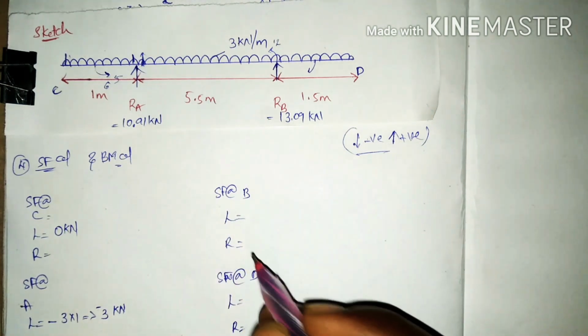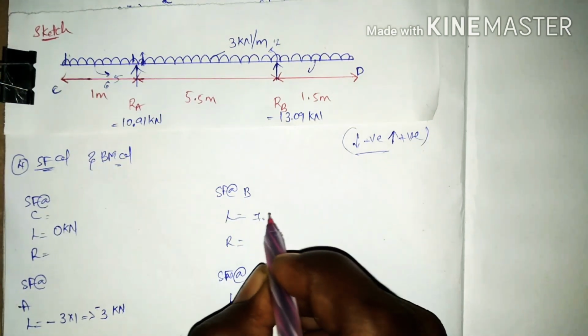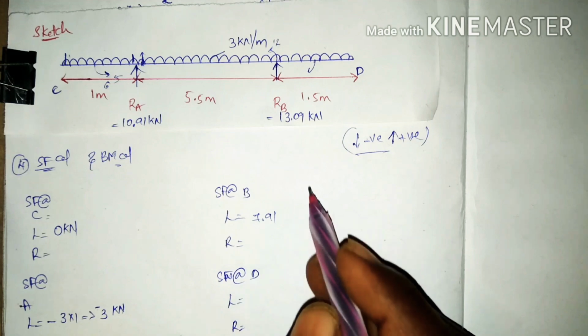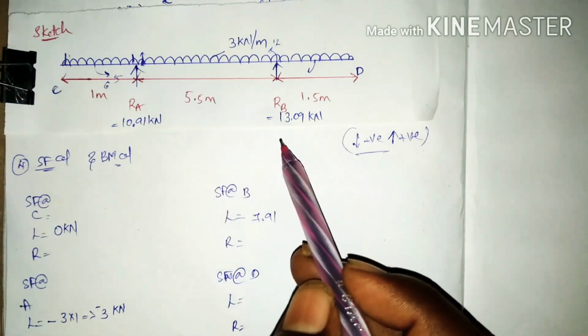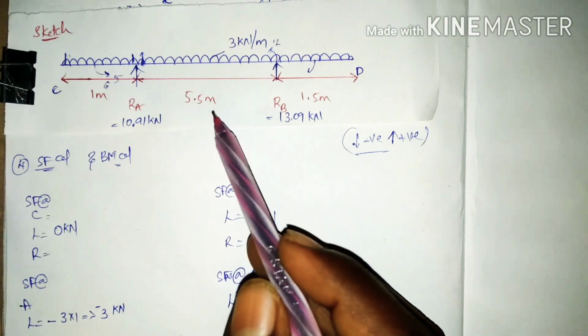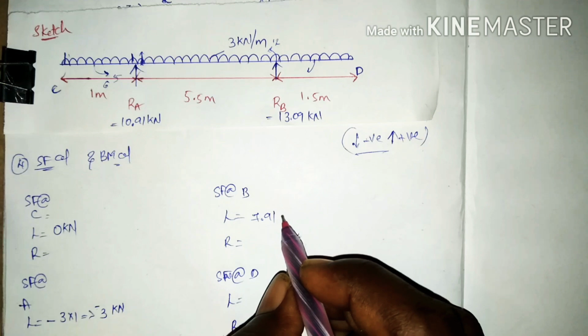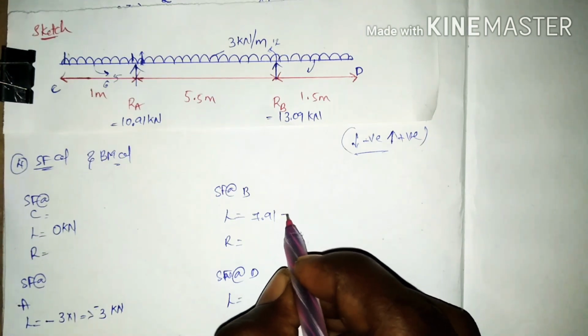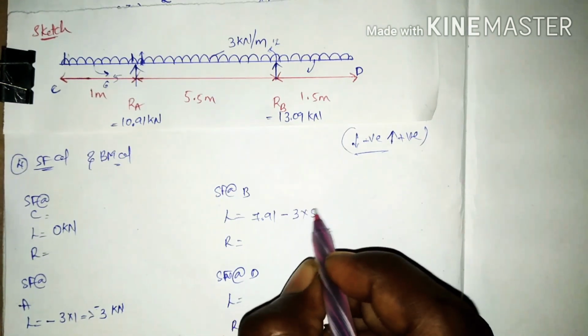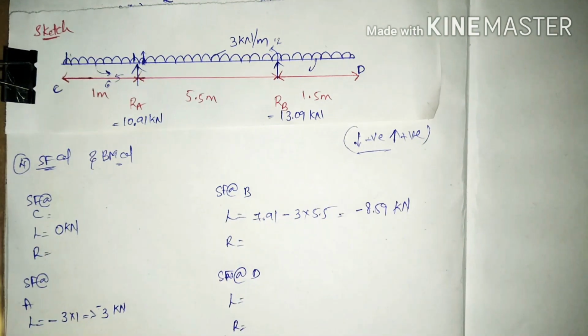For the right of A, I am having 7.91, and from A to B I am having the UDL, which acts for 5.5 meters. Let me add it to this reaction, that is minus 3 into 5.5. The value is going to be minus 8.59.